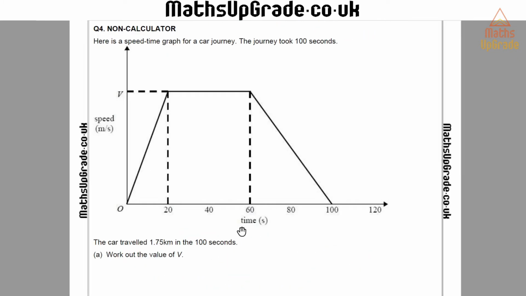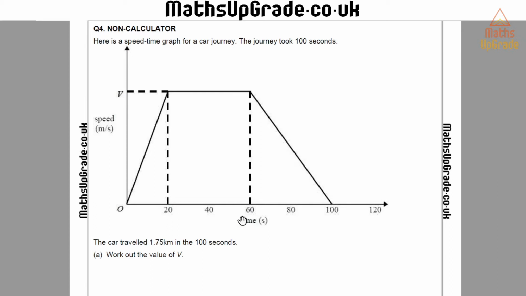So question 4. You're given here a speed time graph for a car journey. This is not a distance time graph, it's a speed time graph. So this represents the speed. So the speed here, the car is clearly accelerating, so it's getting faster and faster and faster. It reaches its top speed after 20 seconds. It stays at that top speed, a cruising speed.